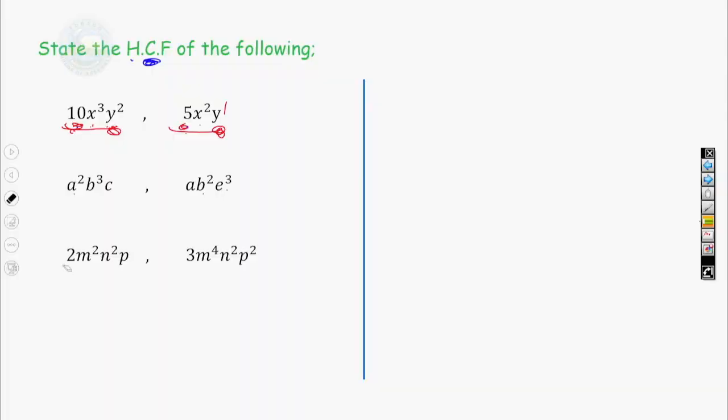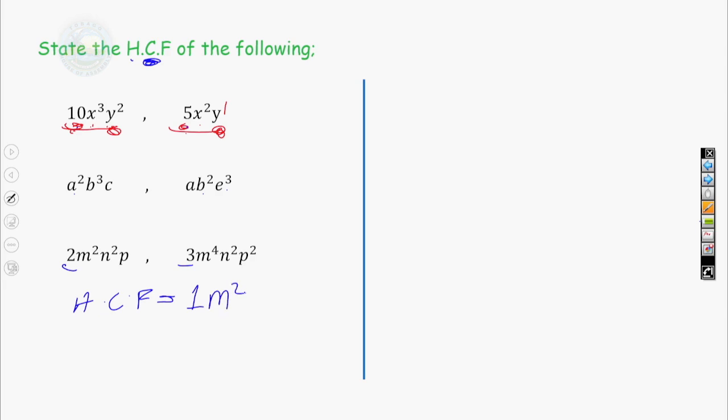My coefficients here are 2 and 3. Common factor? Of course. There's none outside of 1. So we're going to write the highest common factor here. Highest common factor here is 1. You're correct. You evaluated your m's? Of course you did. The one with the lowest power, m squared.